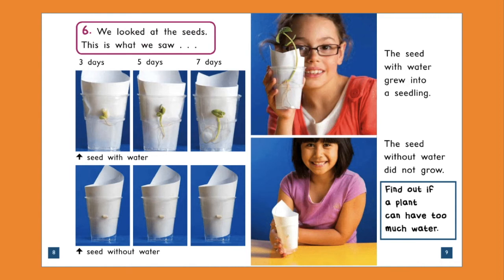So I'm thinking they took the photos on different days. Now I'm looking at this arrow and the words that say seed with water. So this is what the seed looked like that had some water in the cup on day 3, day 5, and day 7. Now I'm looking at this arrow and the words that say seed without water. So this is what the seed looked like that did not have water in the cup on day 3, day 5, and day 7. The seed with water grew into a seedling. The seed without water did not grow.